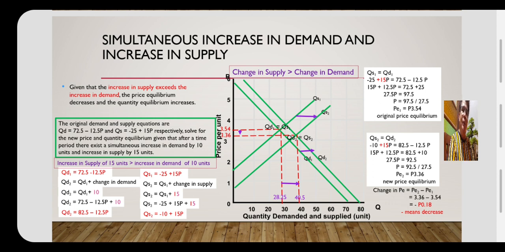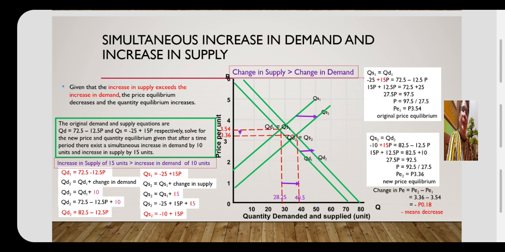So how can we find the equilibrium point between the lines? Now, take note that the original equilibrium point is the point of intersection between the original demand curve and the original supply curve. So that is the point of intersection between QD1 and QS1. At this point of intersection, it means that QD1 is equal to QS1.